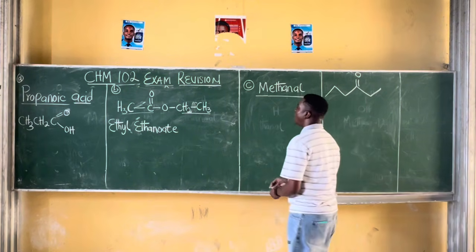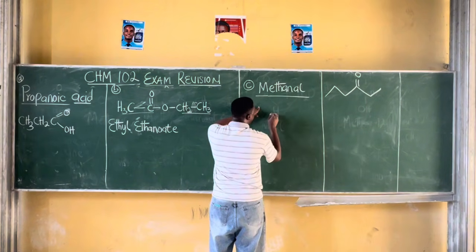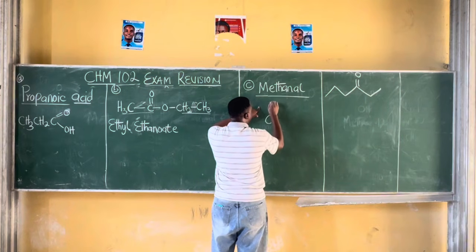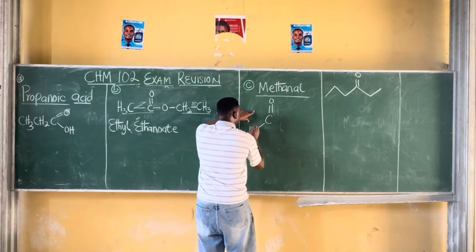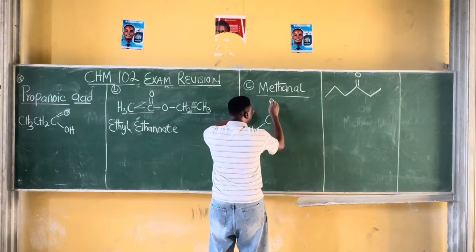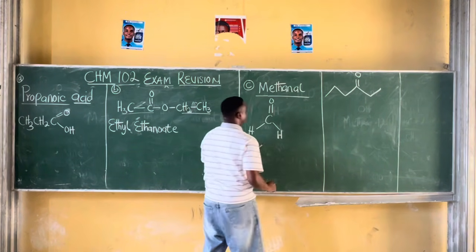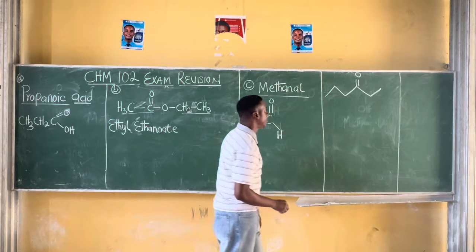Then this one, they say we should draw methanol. Methanol is a central carbon singly bonded to oxygen and singly bonded to 2 hydrogens. So this is methanol.